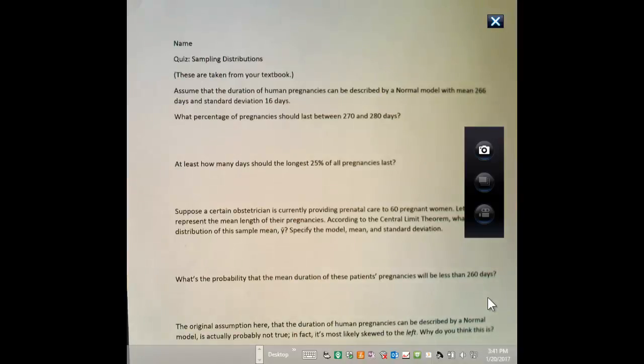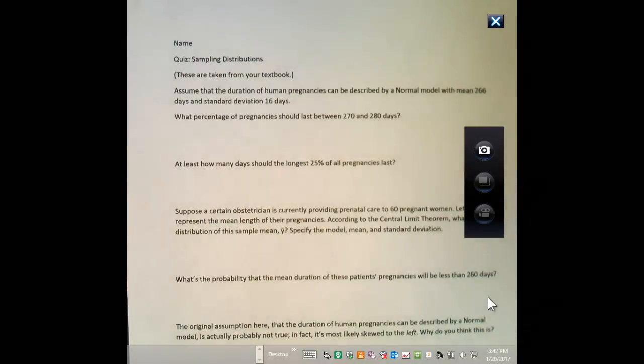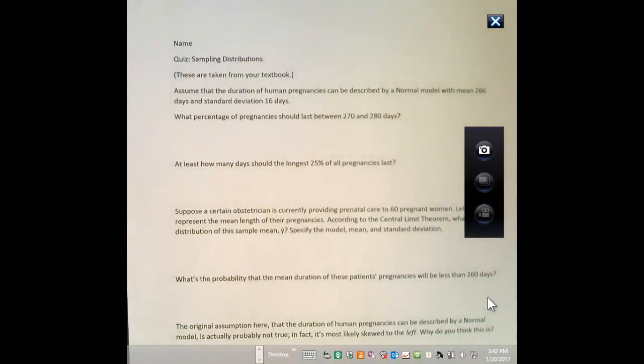Hello, AP Statistics students. We are going to walk through this quiz on sampling distributions. There are some finer points in here that I think every one of you needs to be aware of, having graded these. We may just have to reiterate these things in a conversation, but I want to walk through it item by item here.